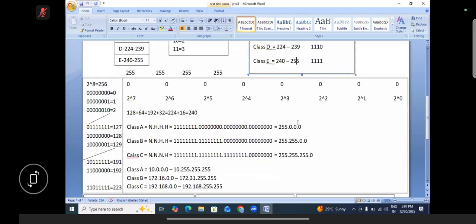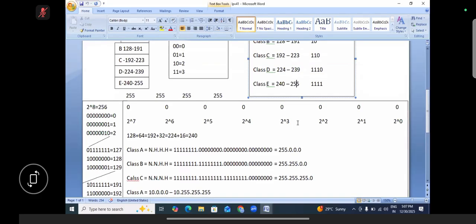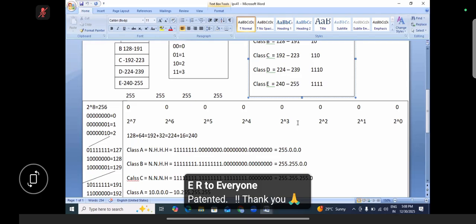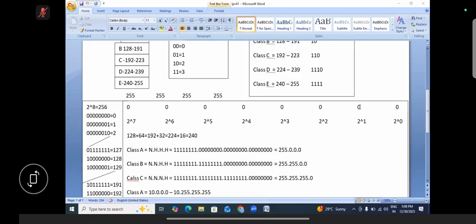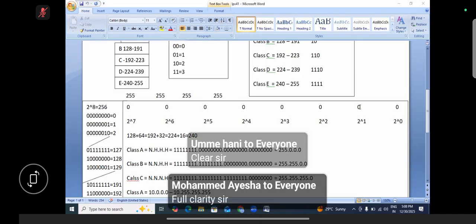I hope you're clear how the IP address classification got done. As of now, I hope you're clear. If you have any doubts or any questions, please ask. Even if you have doubts online after completing the session, don't say once again. Full clarity, Aisha, good, very good.